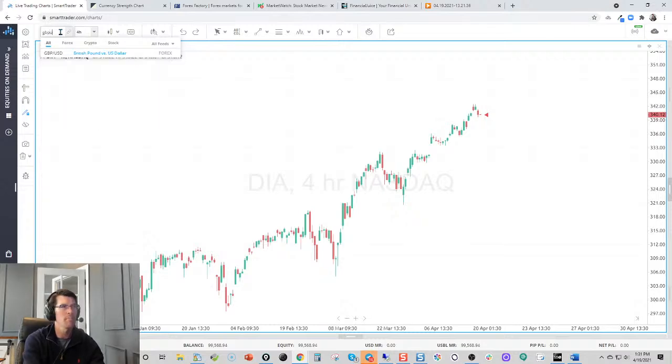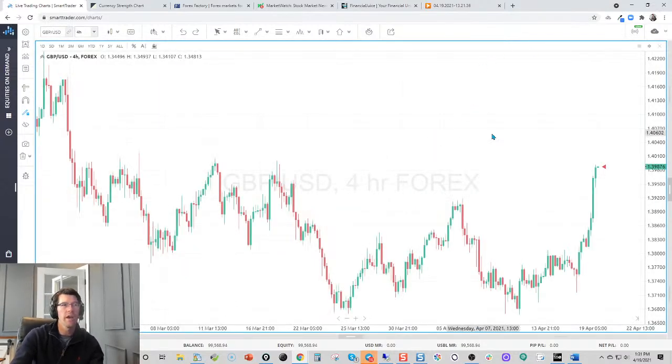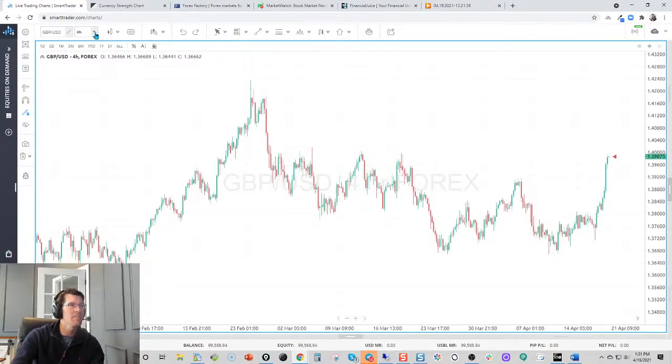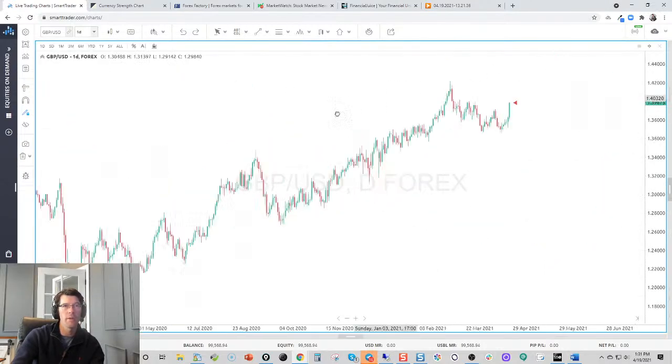Okay, someone's asking about the pound US dollar. I'll go to pound US dollar. On the 4-hour chart, for the last couple of days, this goes back to last Friday, 1.3720 all the way to 1.3980. This is up 270 pips. Now, again, this doesn't really change my outlook on the pound US dollar.